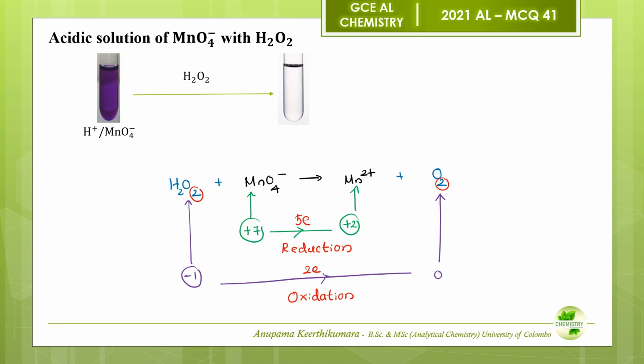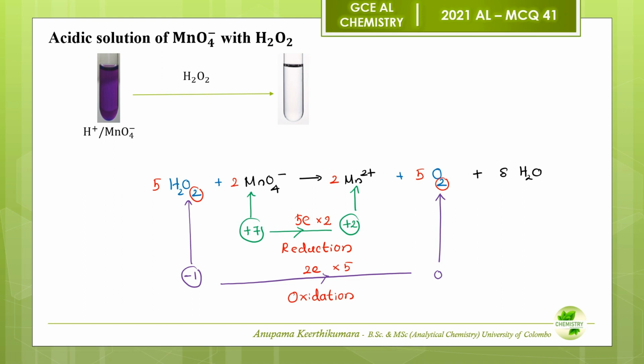Next, balance the number of electrons. Multiply the 5 electrons by 2, and at the same time multiply permanganate and manganese 2+ by 2, then multiply the 2 electrons by 5, and at the same time multiply hydrogen peroxide and oxygen by 5. Next, balance the number of oxygen atoms. There are 10 oxygen atoms on the right and 18 oxygen atoms on the left. Therefore, add 8 water molecules to the right.